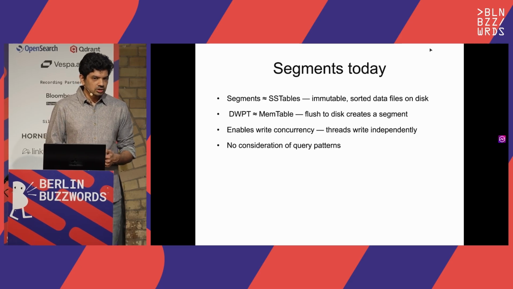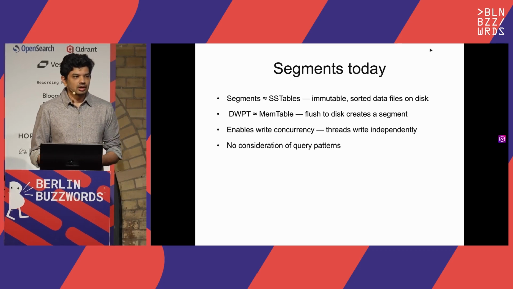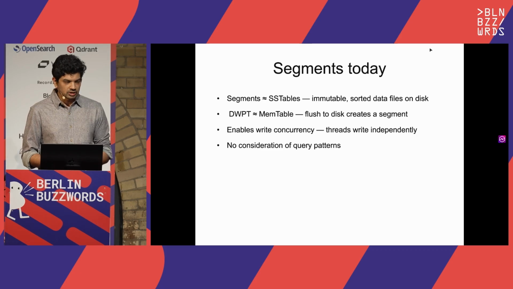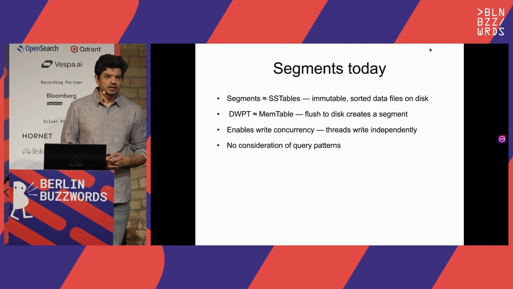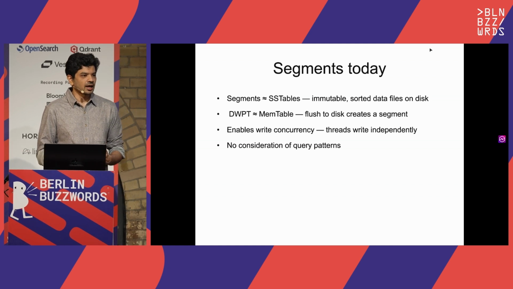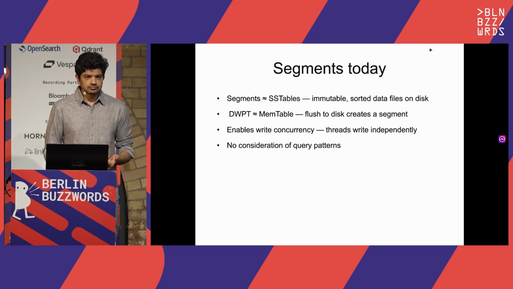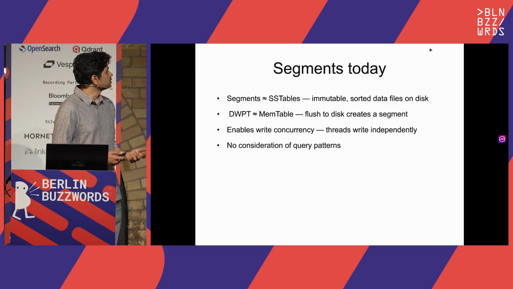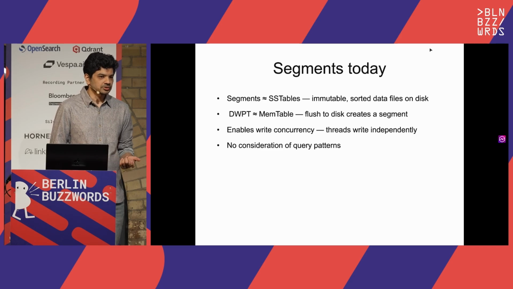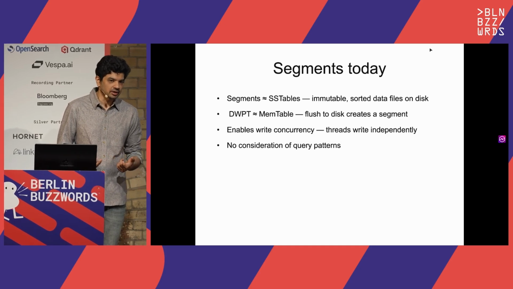Now, this pattern works well for most cases, but there are a few cases where this pattern just leaves gains on the table, mostly performance gains. Diving a little more into segments, if you're familiar with LSM trees, it's analogous to SS tables, basically immutable sorted data files living on the disk. In OpenSearch, these are Lucene segments, sorted by doc IDs, and any underlying data structure like postings or stored fields leverages these sorted doc IDs.